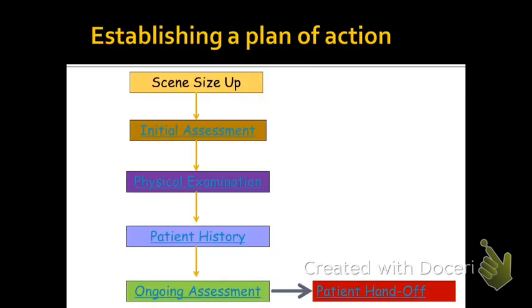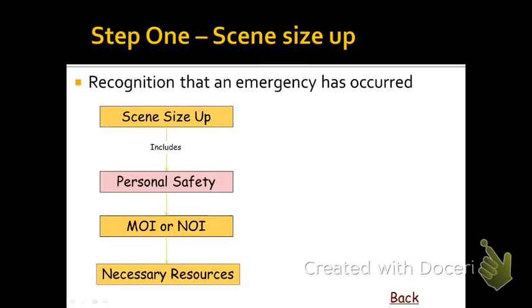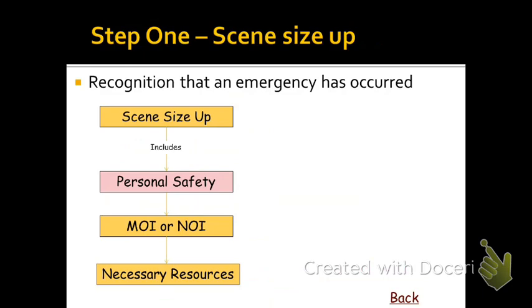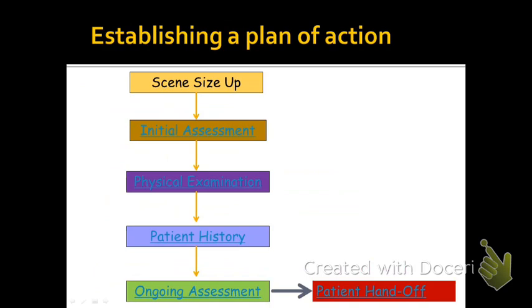So we've talked about scene safety, and we said we're going to size up the scene, we're going to check on personal safety, we're going to determine the mechanism of illness or injury, and then we're going to determine the necessary resources, right? We've talked about the initial assessment, which really is comprised of forming the general impression, assessing vitals, determining the levels of responsiveness, right? So we've got those two checked off.